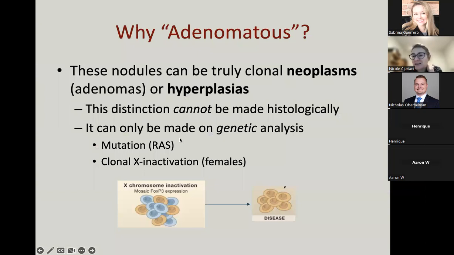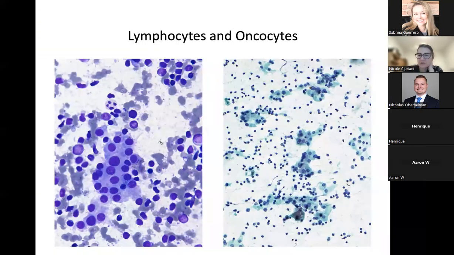Why adenomatous? Because we can't really tell if these are truly clonal neoplasms, i.e. adenomas, or global, like kind of thyroid hyperplasias, histologically, right? The distinction between a neoplasm and a hyperplasia, unless it's carcinoma, right? Unless it's malignant, a benign neoplasm can't necessarily always be made histologically. It can really only be made on genetic analysis by things like mutation or clonal X inactivation, right? So we call these adenomatous because they could be adenomas, they could be not adenomas, but it doesn't really matter as long as we're not calling it malignant. So that's where that term comes from.